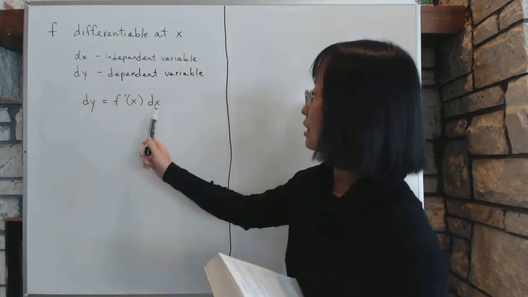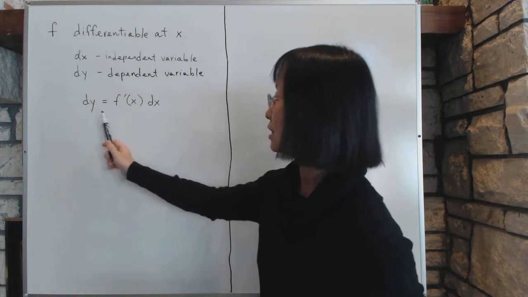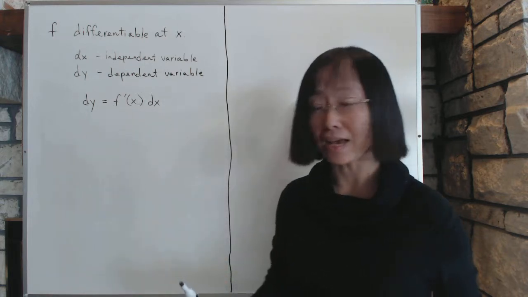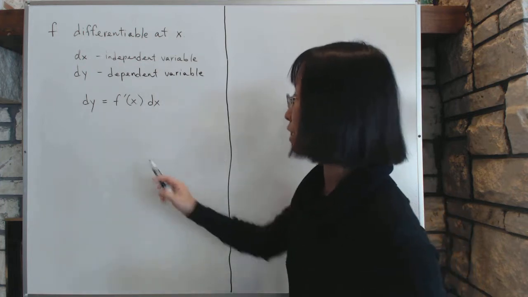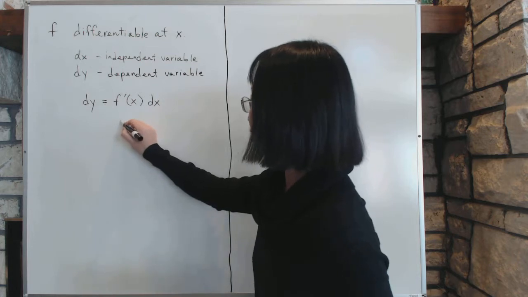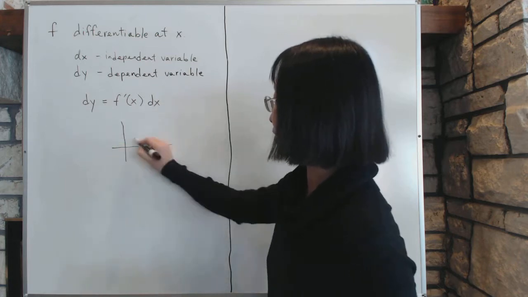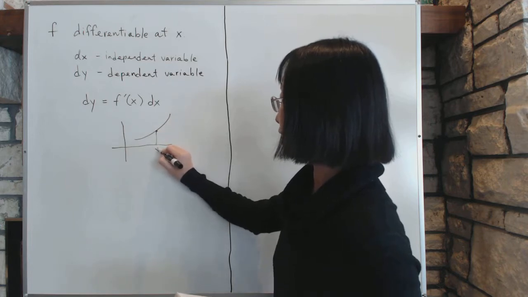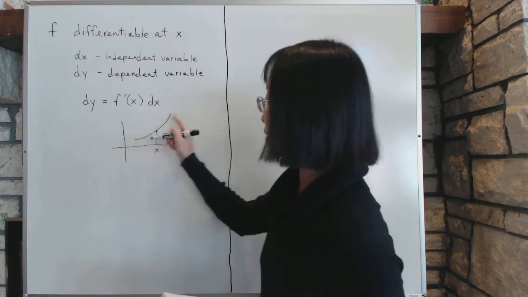The relationship of dx and dy is defined as such. That is, dy is f prime of x times dx. Again, dx might not be small. This is just a linear relationship. What it does is, at the point x, let's say this is the function f, and this is x, dy equals f prime x dx.